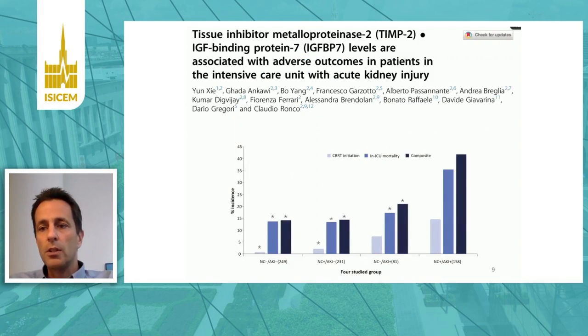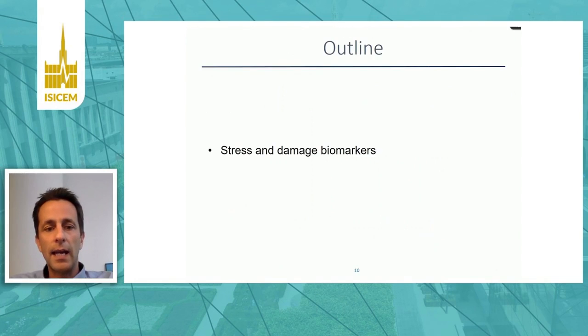However, we cannot use all biomarkers to detect the subclinical AKI, as shown in this study by Claudio Ronco, which was published last year. Here they investigated whether the new biomarkers, TIMP2 and IGFBP7, which are involved in the G1 cell cycle arrest, can be used to detect a subclinical AKI. And they demonstrated that these biomarkers cannot be used to detect a subclinical AKI.